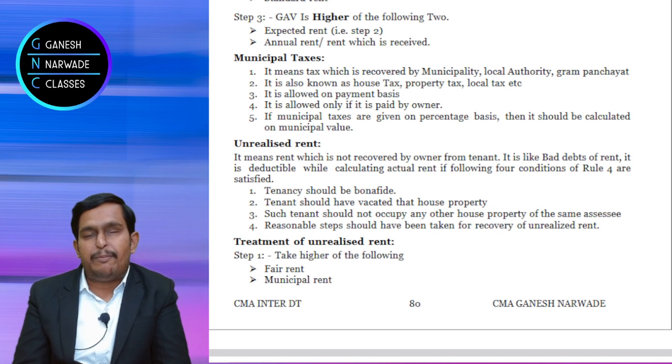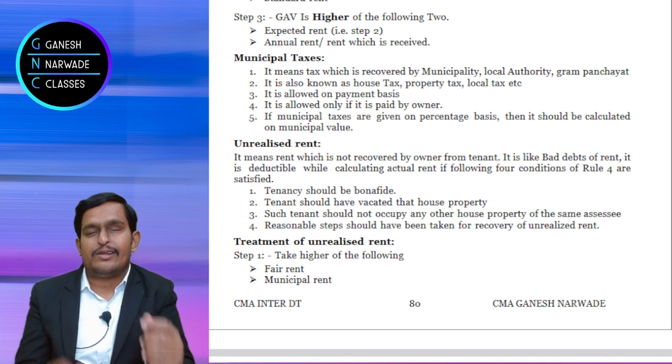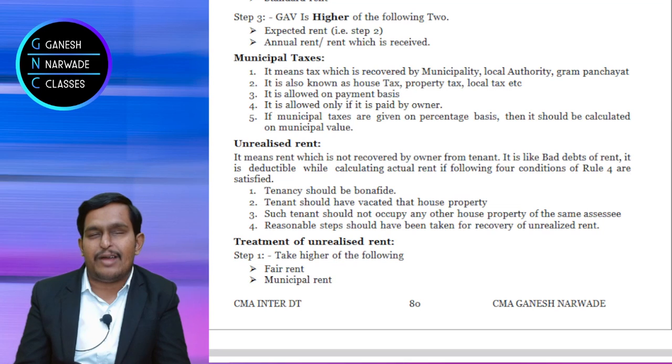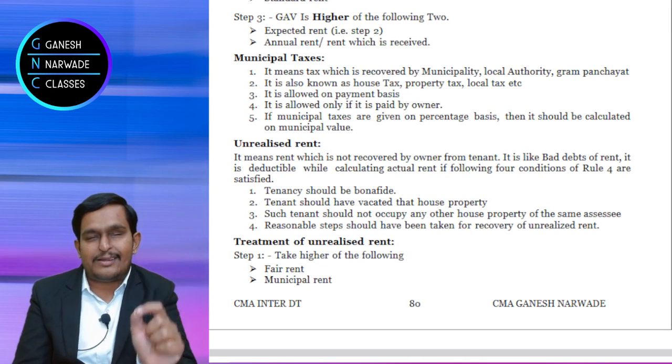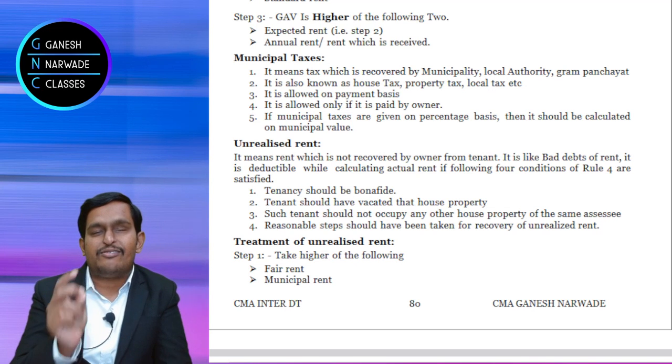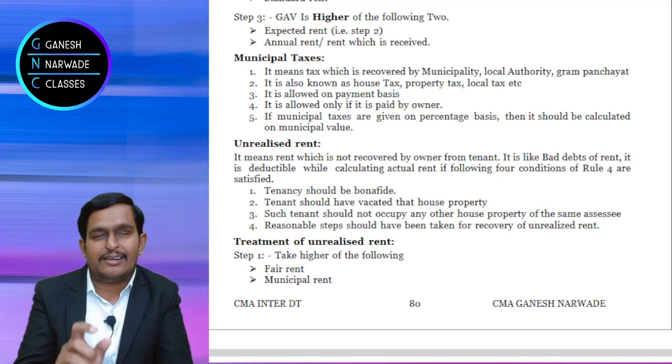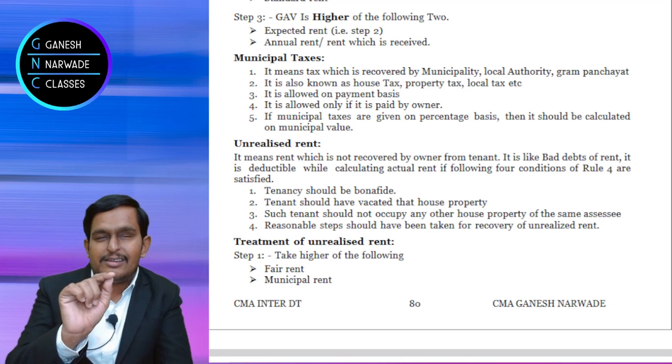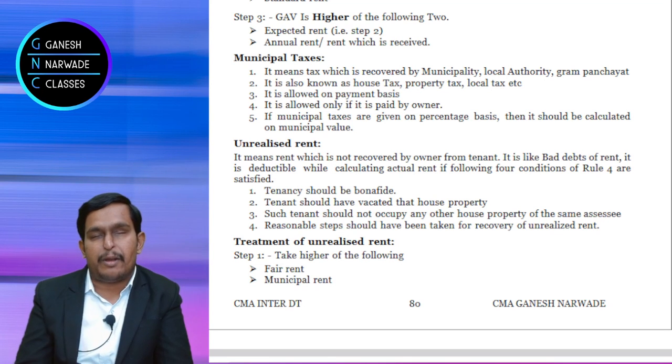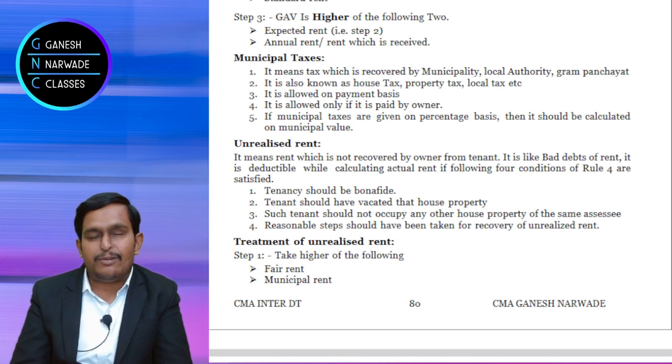Now, municipal tax sometimes may be given in the question as a percentage of municipal value. So just simply multiply it with the municipal property valuation and get the municipal taxes. When they give municipal tax 6%, don't multiply it with fair rent or standard rent. Simply multiply it with the municipal value of the property. They will not explain all these things to you. You have to remember. Okay.